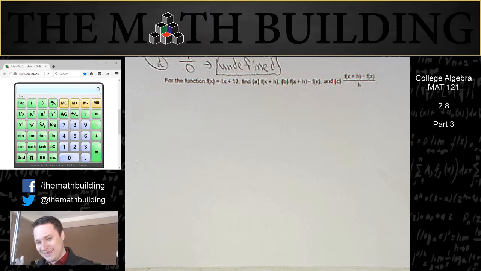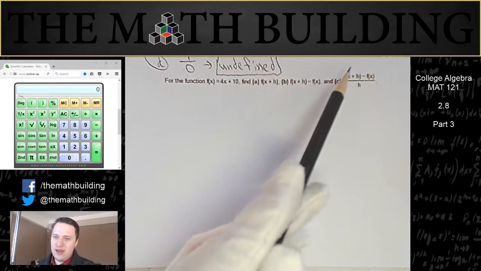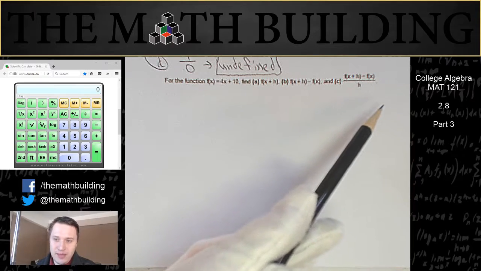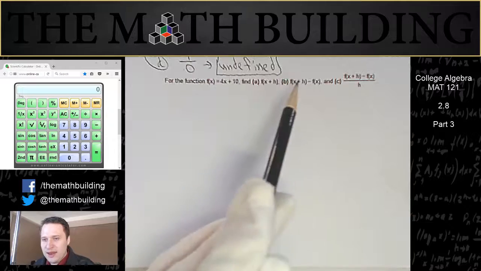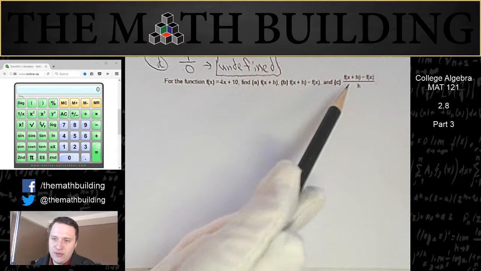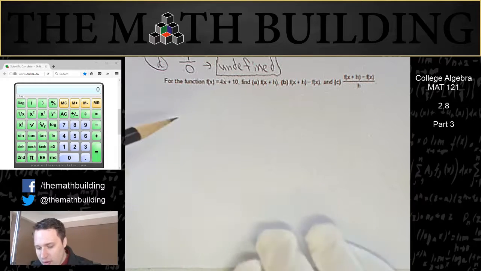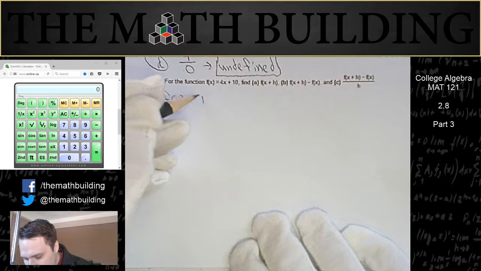But in fact, this is a huge idea in calculus right here. This is kind of the definition of the derivative if you take the limit as h goes to 0. So it's good that we're getting familiar with this, especially this one. This is going to be used in calculus a lot. So again, we have f of x is equal to 4x plus 10.